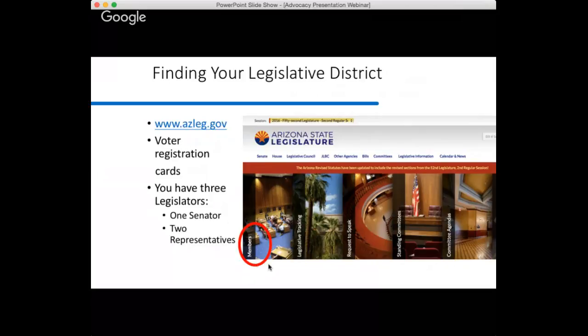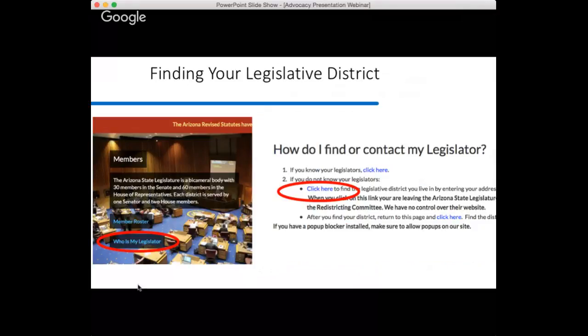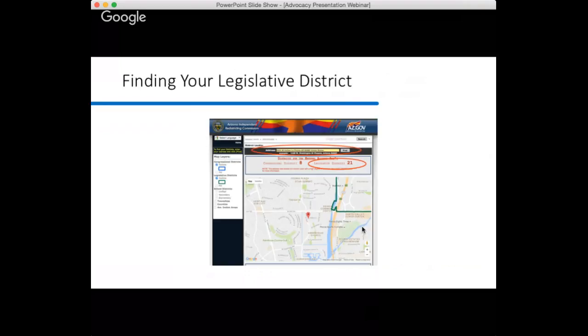When you go to the Arizona State Legislature page, you will go to the Members tab. That'll slide out, and it will show you members, member roster, who is my legislator. So if you need to find your legislator, click on who is my legislator. It will bring up a page that looks like this: How do I find or contact my legislator? You are going to click to go to the district locator page. And that district locator page will take you to a page that looks like this.